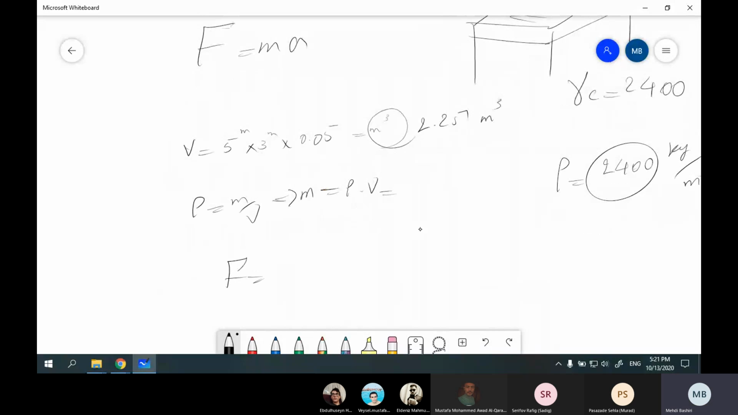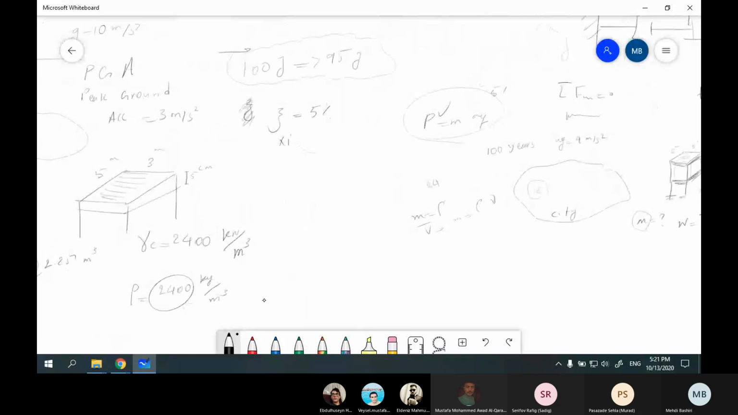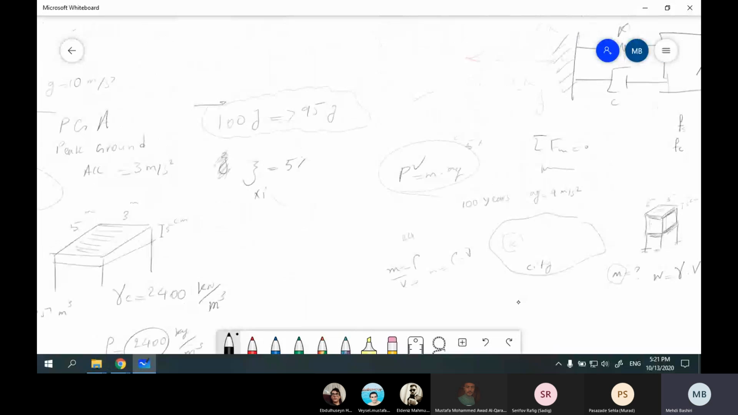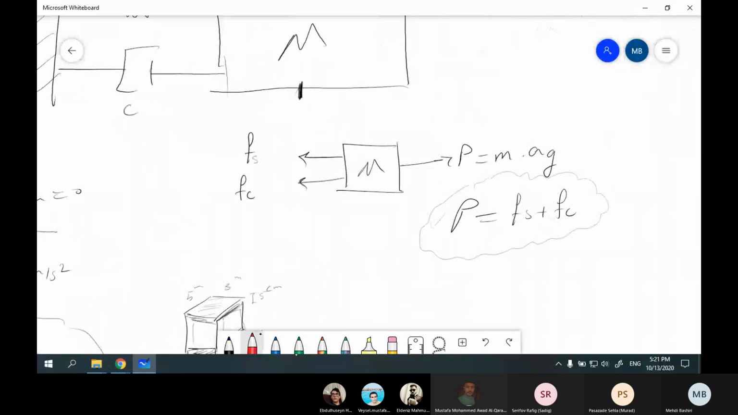F, as I said, is equal to m times a, or P is equal to m times the ground acceleration. The peak ground acceleration is 3, I showed you. M is, for example, whatever m. This is the first side of this equation. So P is known right now.